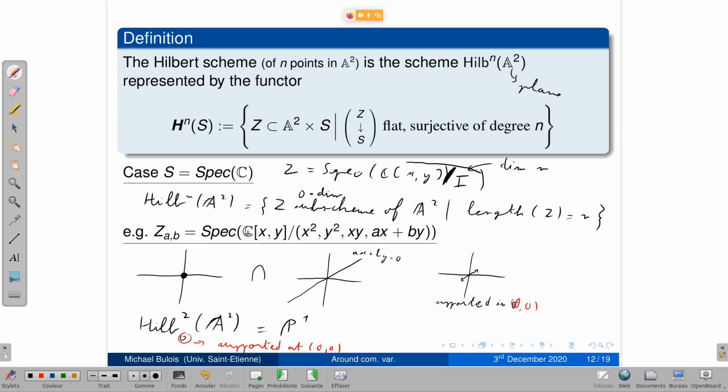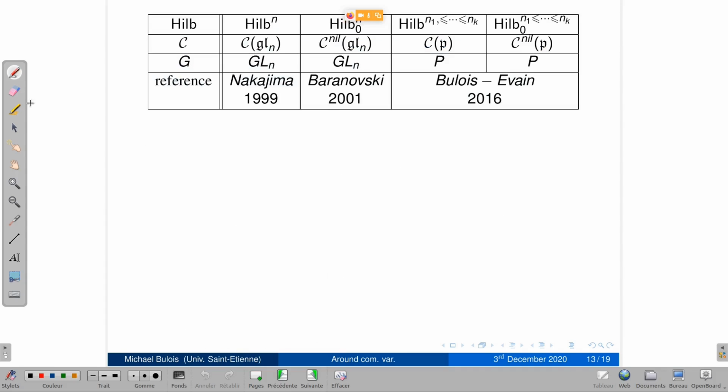In general, we are interested in many different types of Hilbert scheme. This is a kind of fundamental object in algebraic geometry. And what I will present will be on those different Hilbert schemes. So you have the classical Hilbert scheme that I just presented. You have the local Hilbert scheme, supported at 0. And you have those nested Hilbert schemes, which are written here on the right.